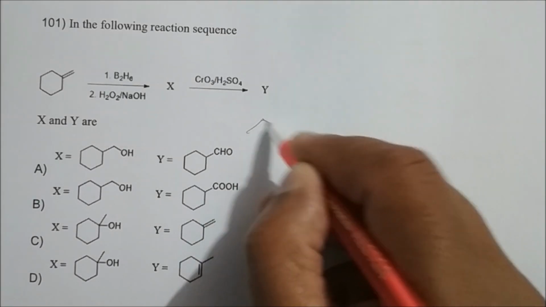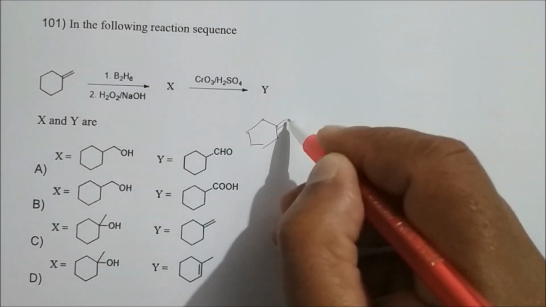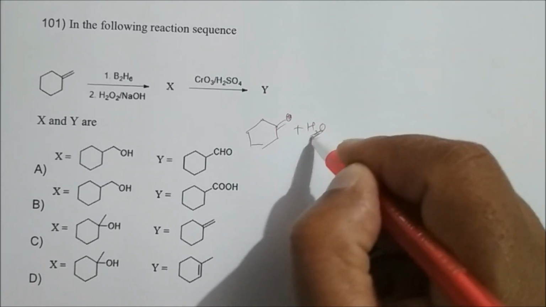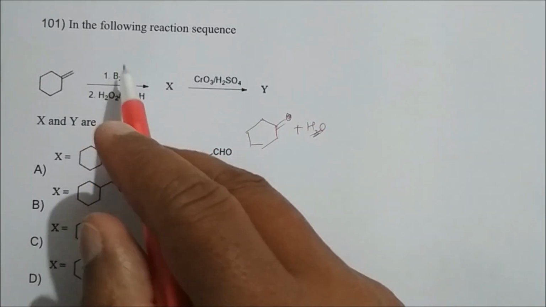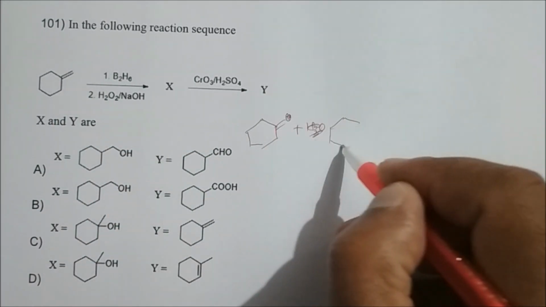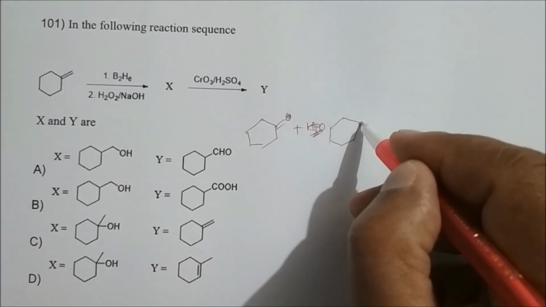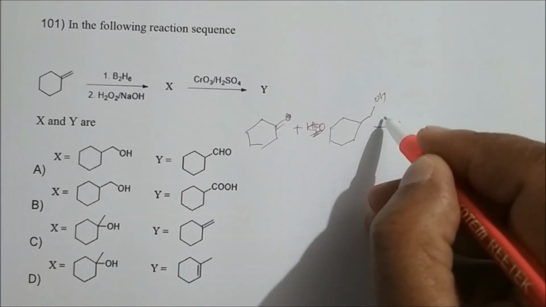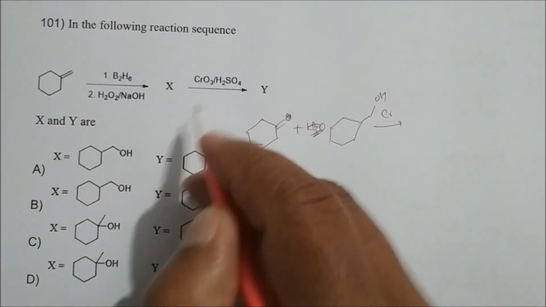Hydroboration-oxidation is there, so in this case you can apply the anti-Markovnikov rule. OH will come to this side, so you will get this structure. Using the anti-Markovnikov rule, OH will add on the opposite side. So you will get OH on this side and H on this side. Now again, if you use a strong oxidizing agent, CrO3 is the strong oxidizing agent.